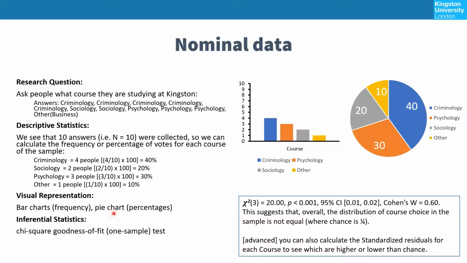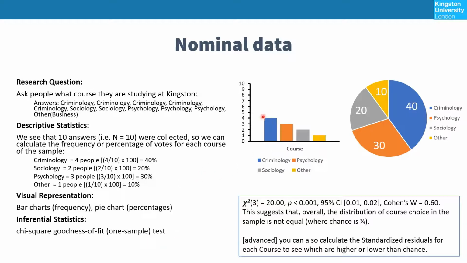Now, you might want to know if in your particular sample, the distribution of courses mentioned follows a particular uniform distribution, meaning that all of them by chance should be about 25% because it's a fourth. But maybe it doesn't.